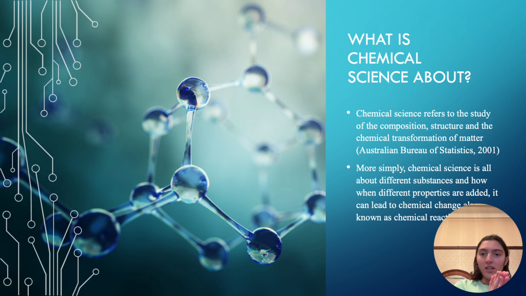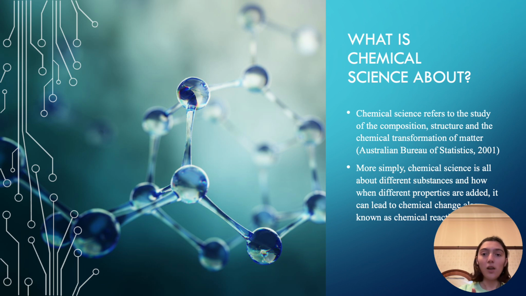Firstly, we're going to break down what our topic is going to cover by understanding the background. Now, what is chemical science about? Chemical science refers to the study of the composition, structure, and the chemical transformation of matter. More simply, chemical science is all about different substances and how, when different properties are added, it can lead to chemical change, also known as chemical reactions.